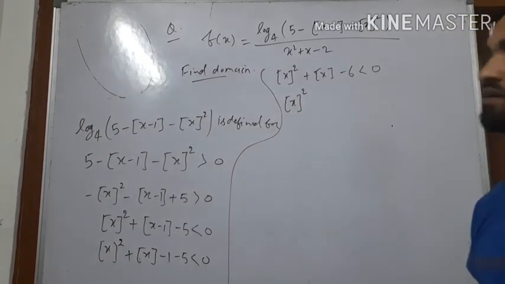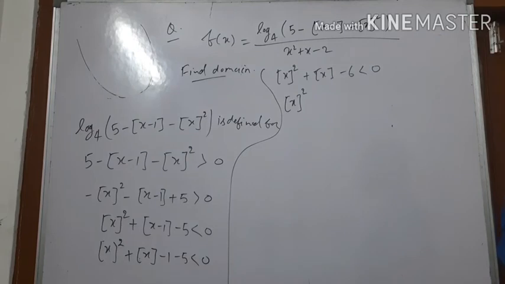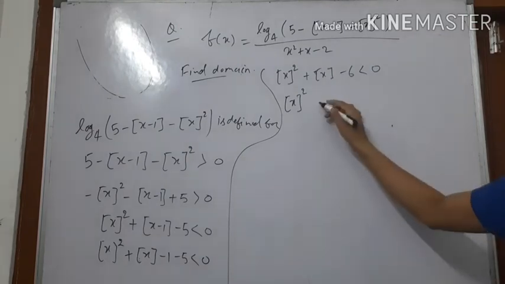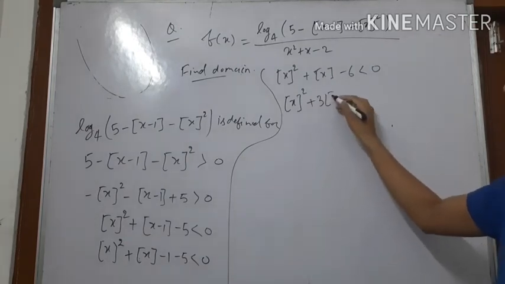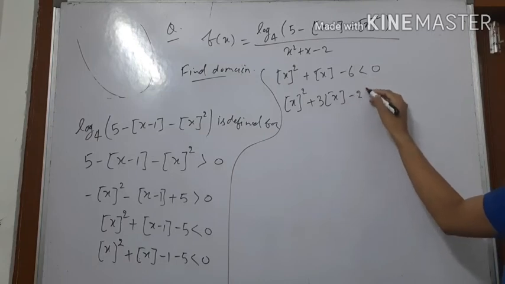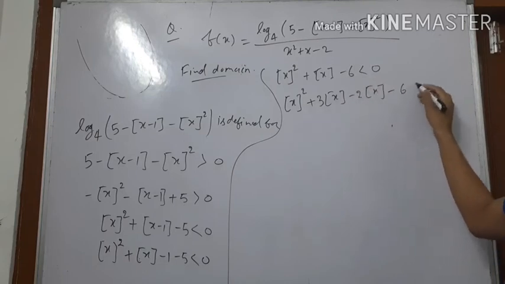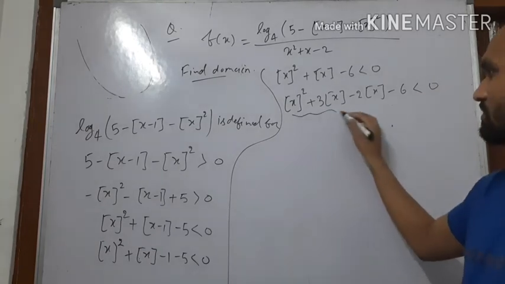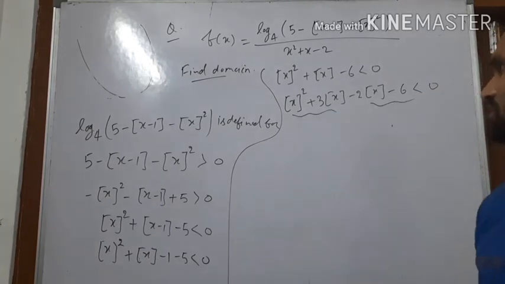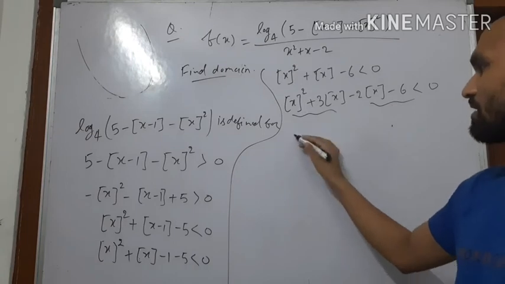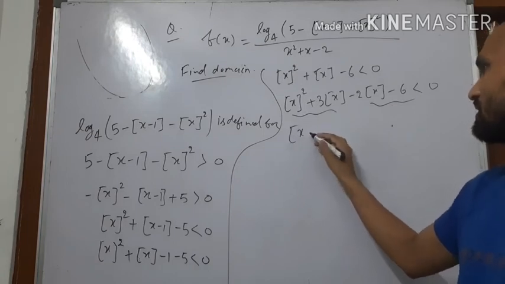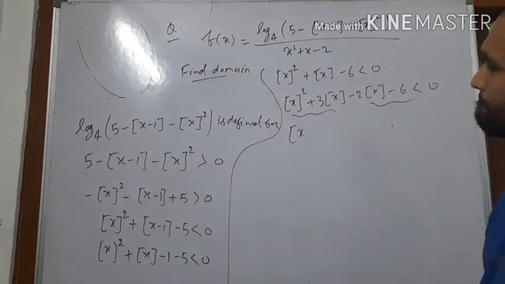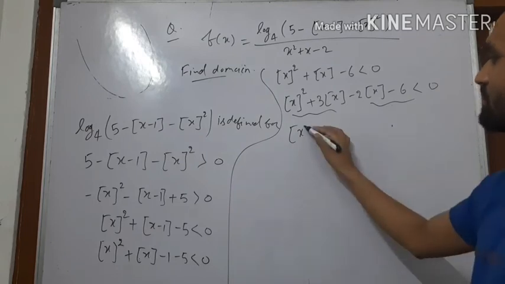So here we can write greatest integer of x, 3 greatest integer of x minus 2 greatest integer of x minus 6 less than 0. Okay, now we should pair, one pair is this and another pair is this. So after pairing we get the factorization: greatest integer of x plus 3.